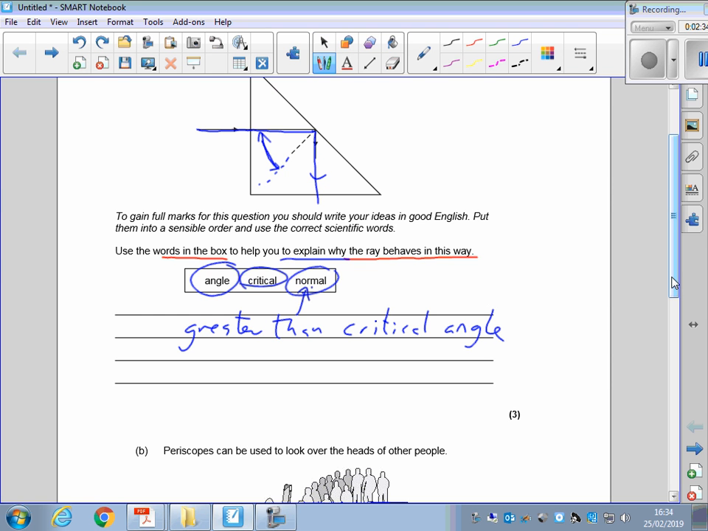then we're going to get this reflection back into the glass. There's a particular name for the fact that all of the light is going back into the glass. It's called total internal reflection. Total because all of the light is bouncing back into the glass.